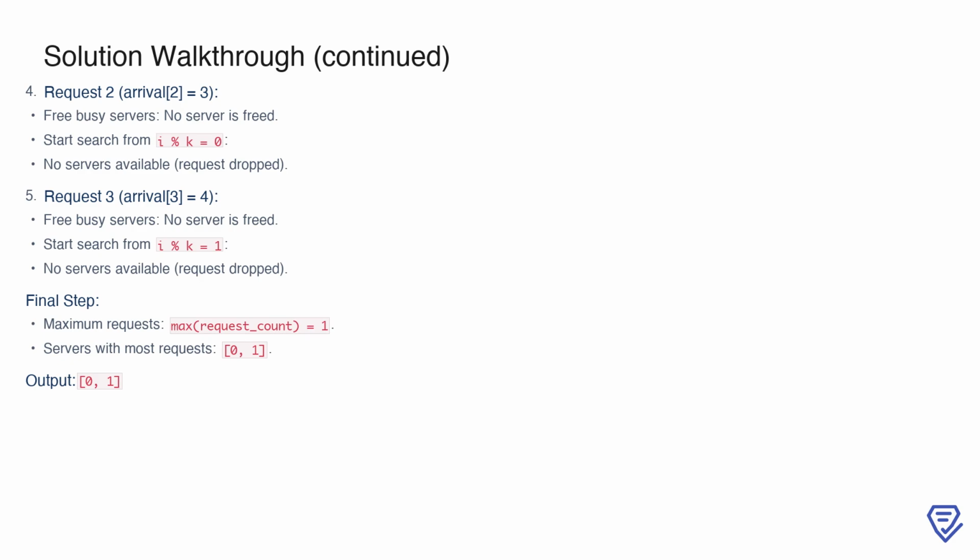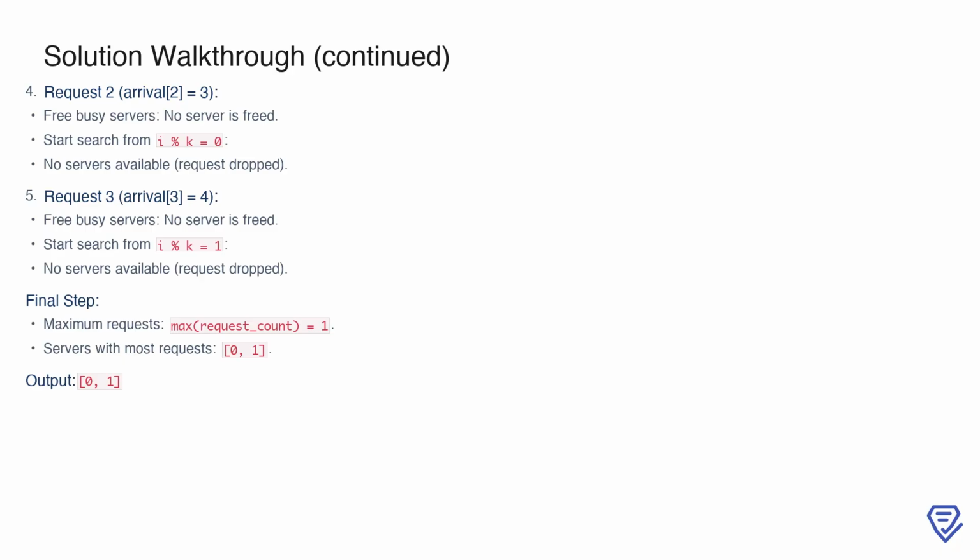When the third request arrives at time 3, the algorithm checks for any free servers but finds none, as both servers are still busy. It starts searching from index i%k equals 0, but no available servers are found, so this request is dropped. Similarly, for the fourth request arriving at time 4, no servers are freed, and no available servers are found starting from index i%k equals 1, so this request is also dropped.